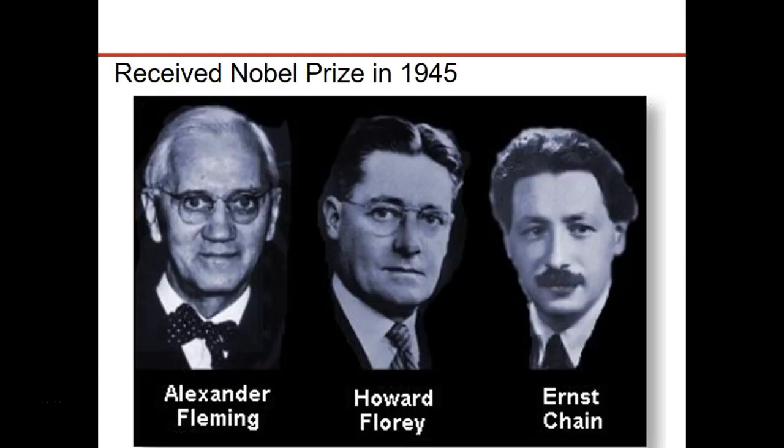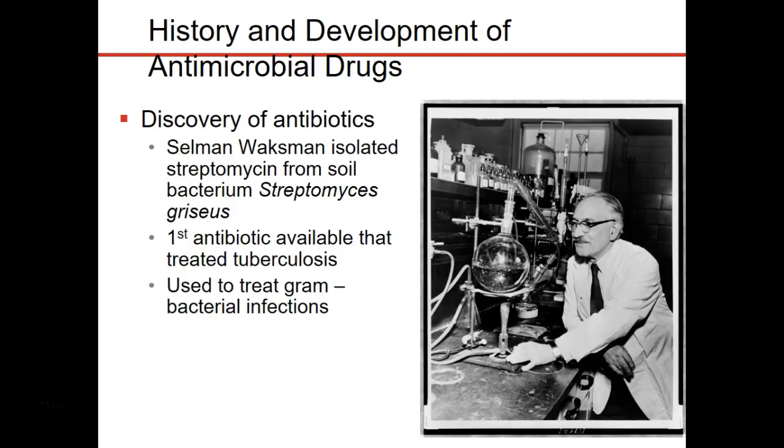In 1945, Fleming, Florey, and Chain all received the Nobel Prize for their discovery and purification of this first antibiotic. So now we know that these microbes produce antibiotics. Selman Waksman then found another antibiotic, streptomycin, from Streptomyces griseus, and this was the first antibiotic used to treat tuberculosis. And it was also able to treat some gram-negative bacterial infections.